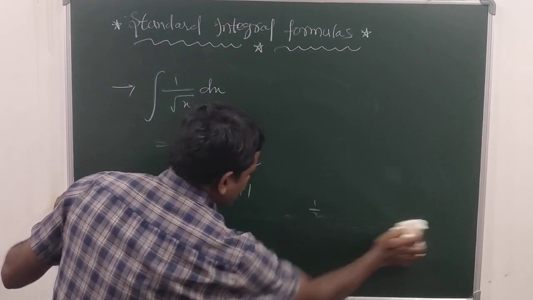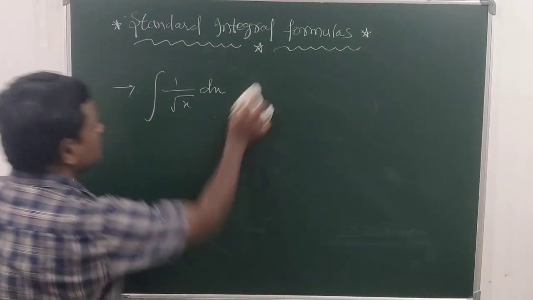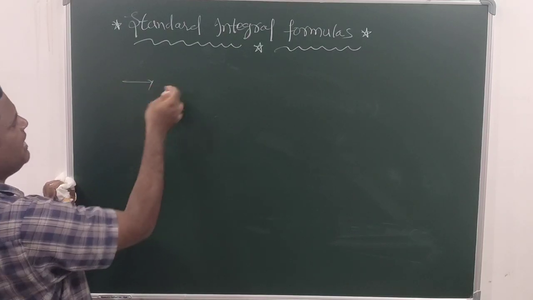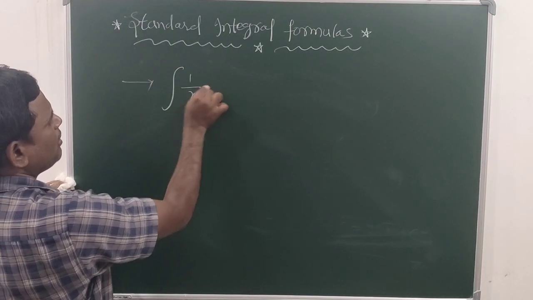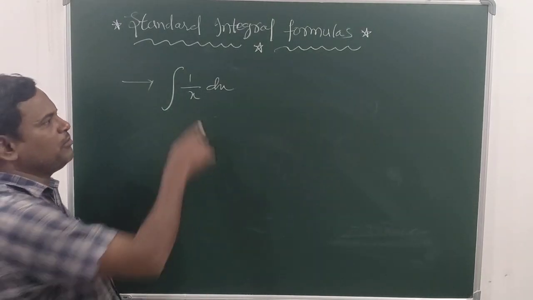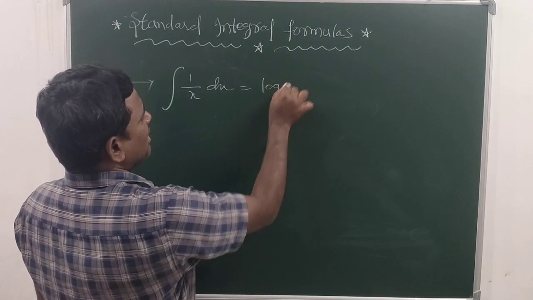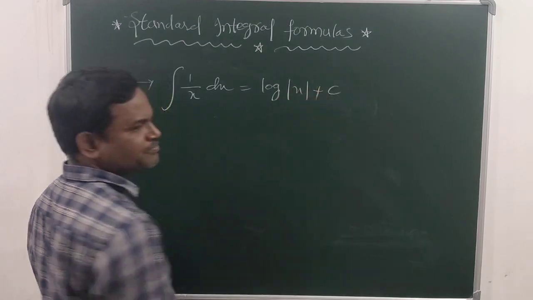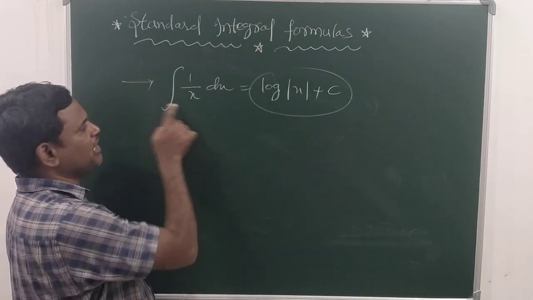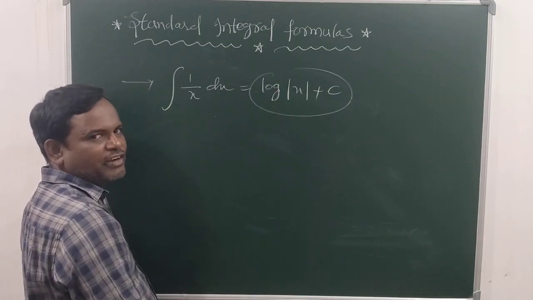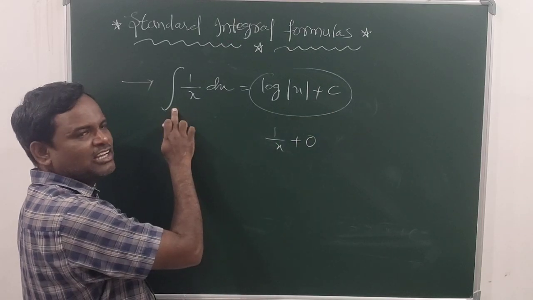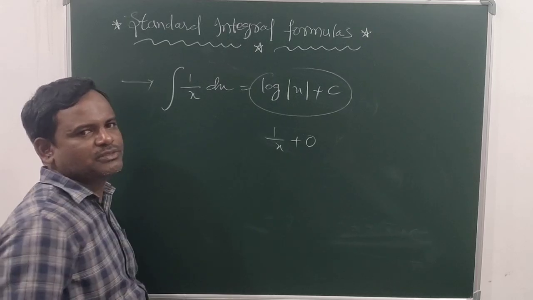Okay, right. In the next step, see, if I give you the integrand as 1 by x, how do you evaluate its integral? The integral of 1 by x will be log mod x plus c. Because if you take the derivative of this function, you will get 1 by x, because the derivative of log x is 1 by x, and the derivative of a constant is 0. You are getting this, right? Hence its integral will be this much.